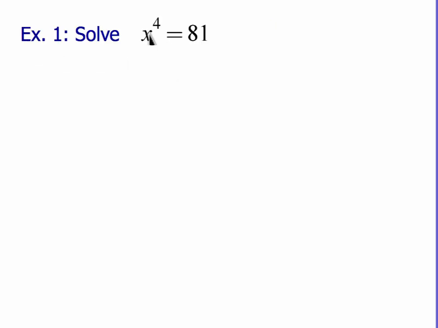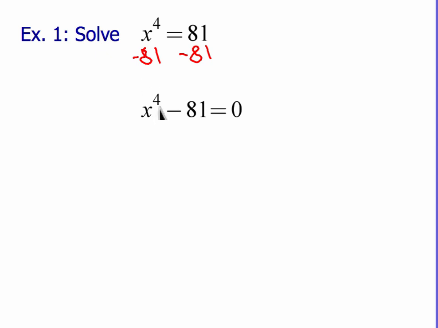I want to solve x to the fourth equals 81. My first step is going to be to subtract 81 on both sides, so that I've got one side equal to 0. So now I've got x to the fourth minus 81. I've got two terms, so I want to use what I know about factoring.